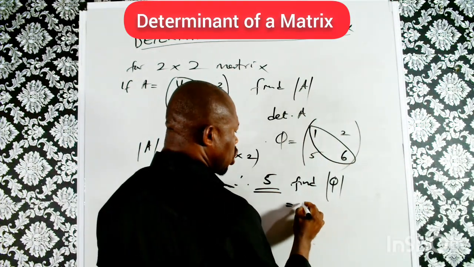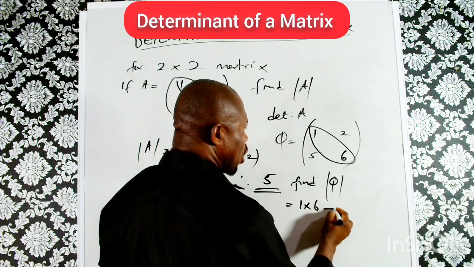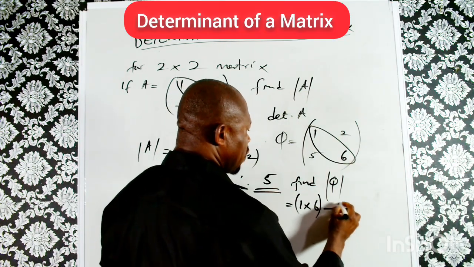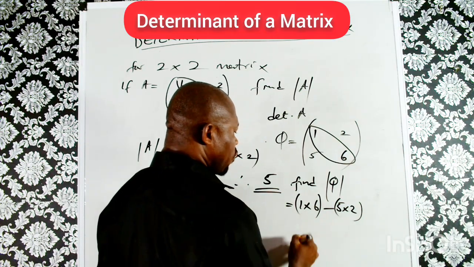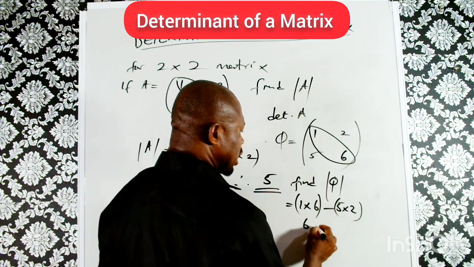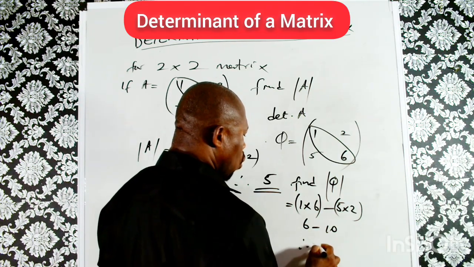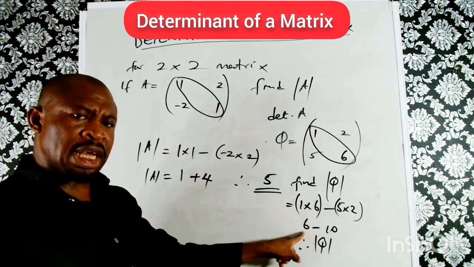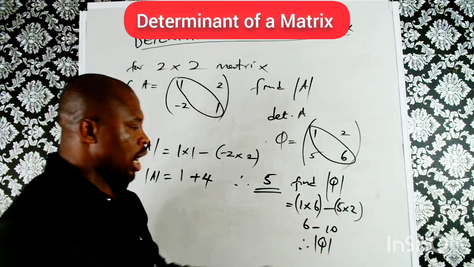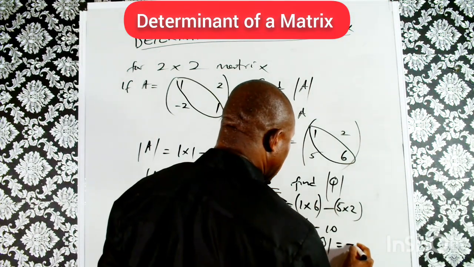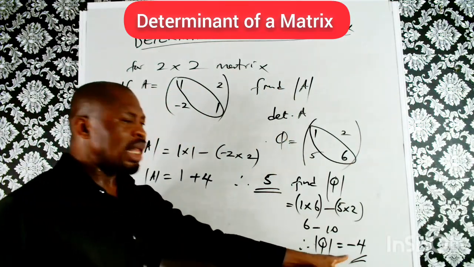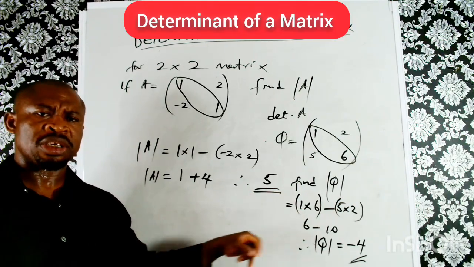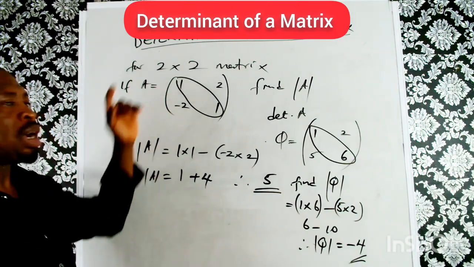1 times 6, minus what you have here, 5 times 2, which will give us 1 times 6 is 6, 6 minus 10. Therefore, the determinant of Q will now give us 6 minus 10. Of course, it will give us minus 4. So these are single values. Now, this is for a 2 by 2 matrix.